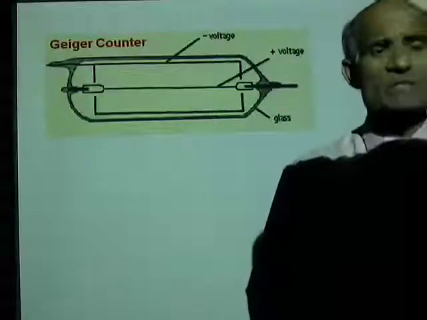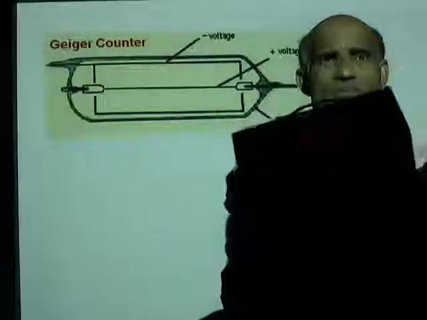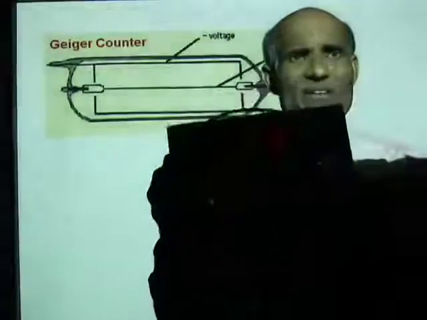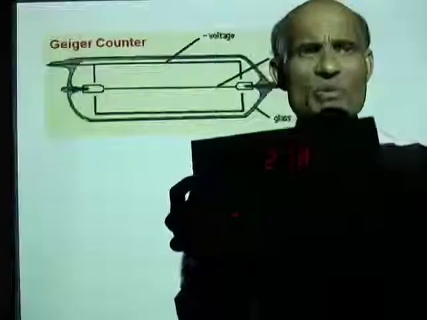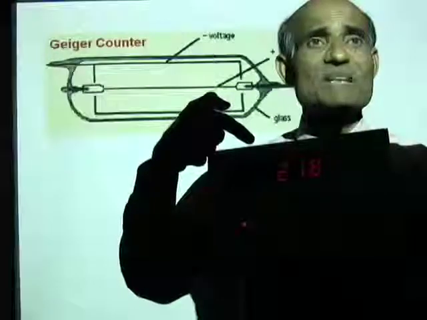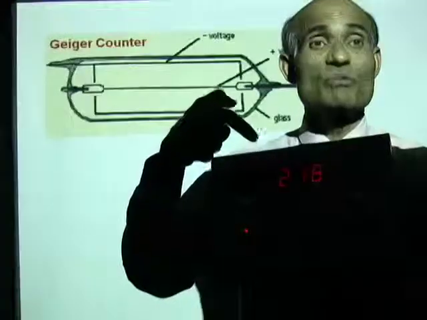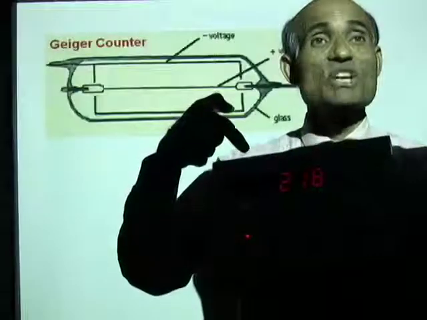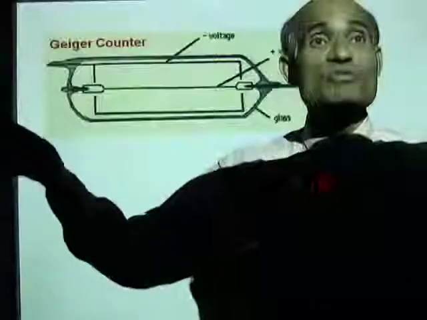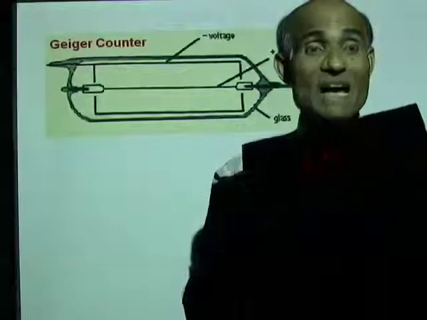Now, here is the scalar that will count that. Let me see if I can show that to you. There is the scalar. It actually has the number in it, and that's the number of radiations that has been detected since I started this lecture. In this room, 218 radiations have been detected. That means there are stray radiations all around us, isn't it? And this is a Geiger counter.